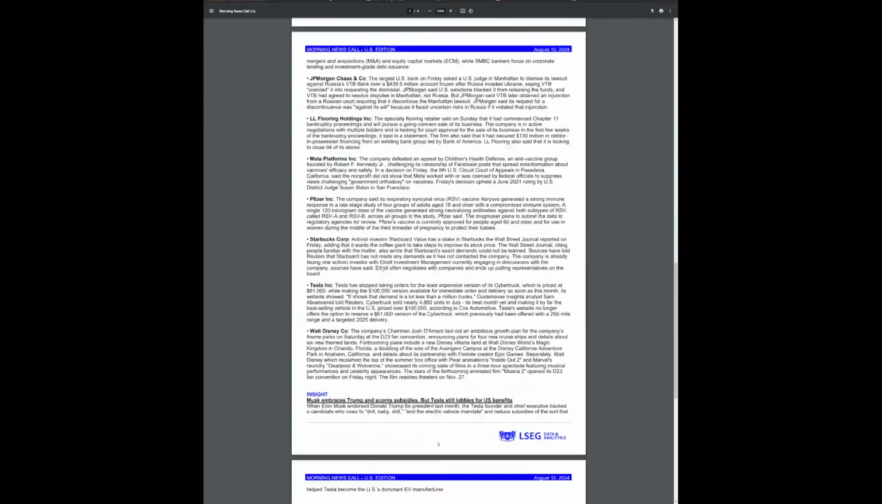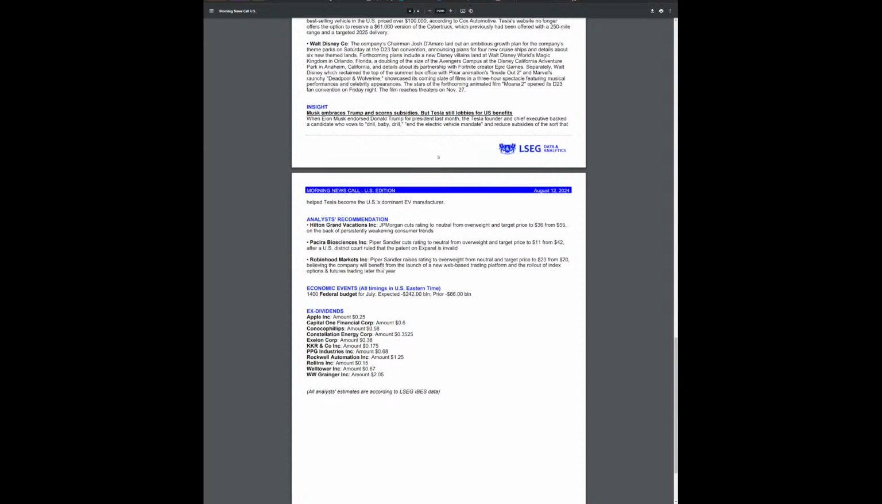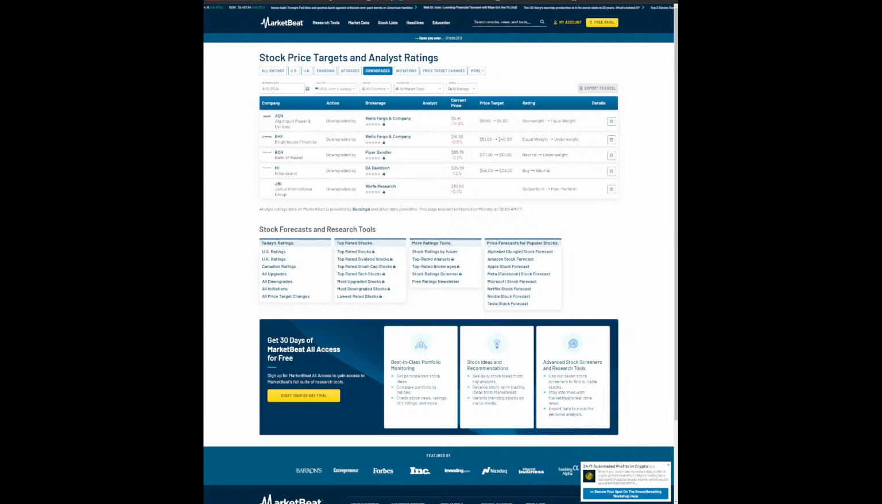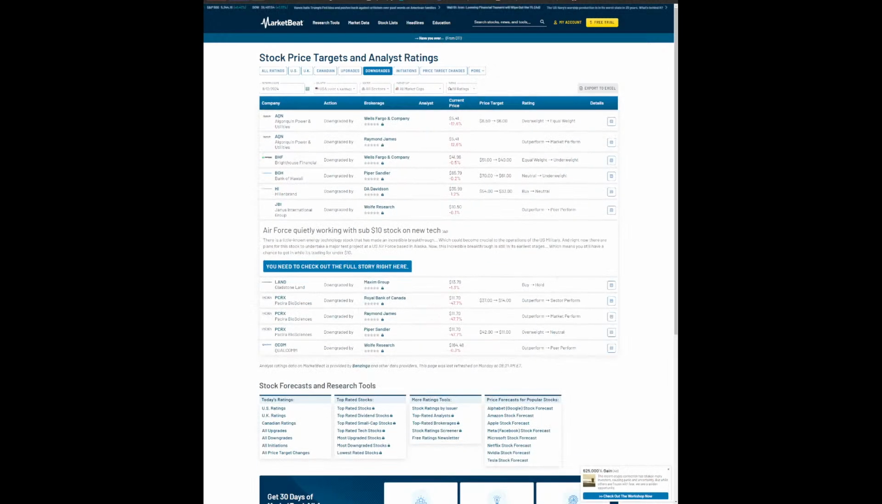I'm trying to just see if there's anything else. I don't think there was anything else here that I wanted to talk about. No, we can go to upgrades and downgrades. Let me just refresh this to see if they included the Qualcomm. Oh, yes, they did now. Okay.